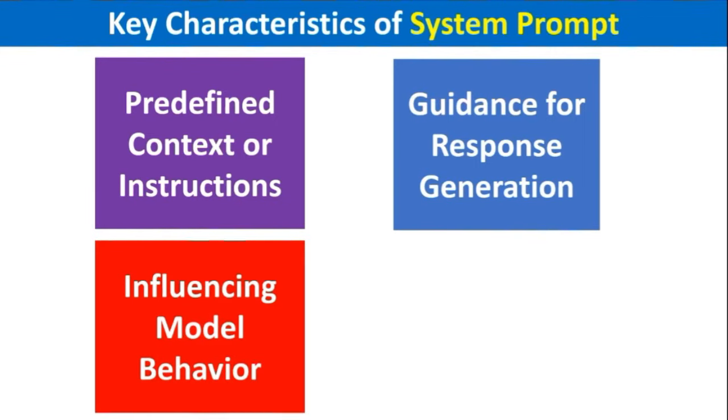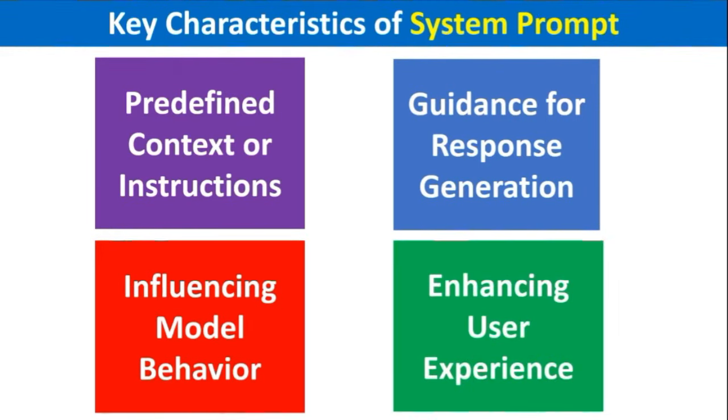System prompt influences the model behavior. By defining the initial state or role of the model, the system prompt can influence how the model interacts with the user. It helps in steering the conversation in a particular direction or ensuring that the responses stay within certain boundaries, such as professionalism or creativity. And finally, enhancing user experience. A well-crafted system prompt can significantly enhance the user experience by making interactions more focused, efficient, and relevant to the user's needs.